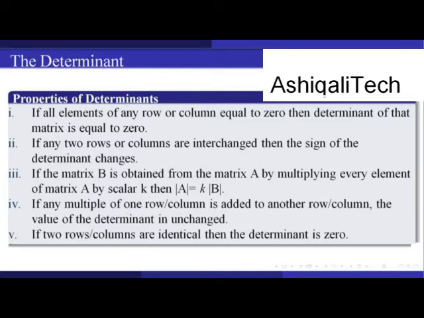Number 3, if the matrix B is obtained from the matrix A by multiplying each element of the matrix A by a scalar k, then we get A determinant is equal to k times B determinant. Number 4, if any multiple of one row or column is added to another row or column, the value of the determinant is unchanged. Number 5, if two rows or columns are identical, then the determinant is 0.